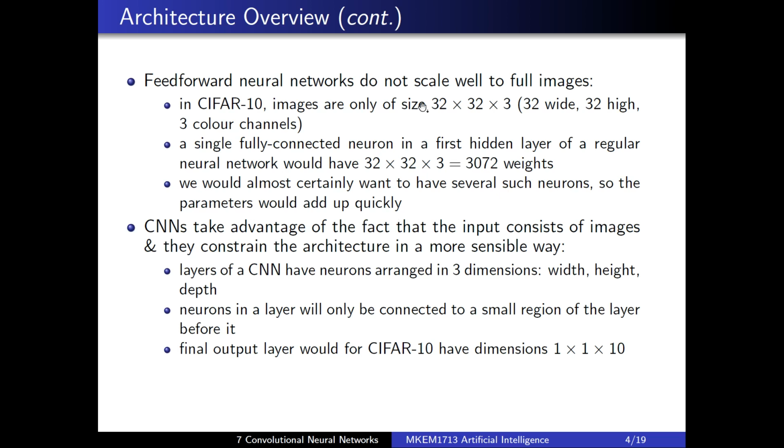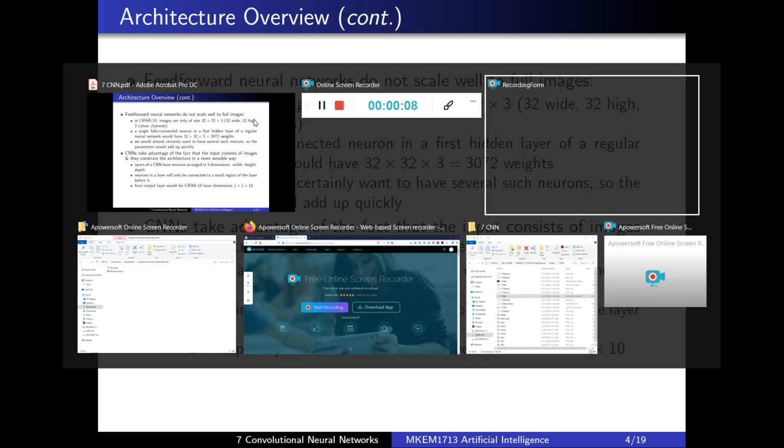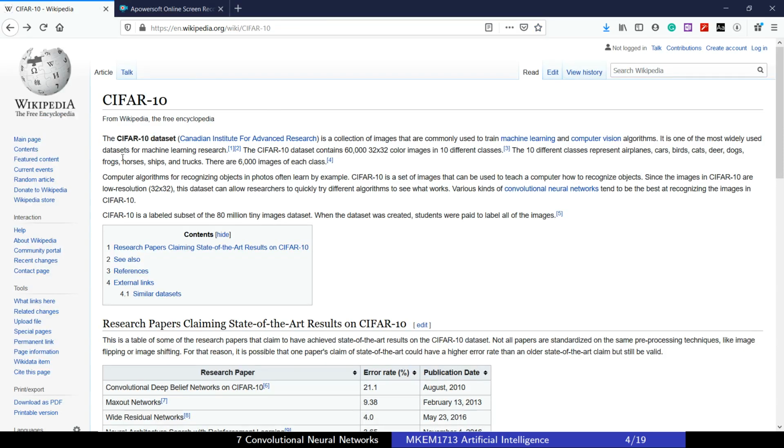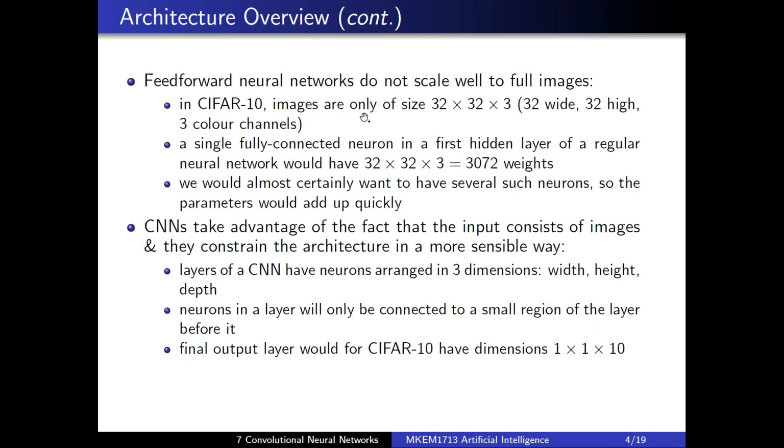Feed-forward neural networks do not scale well to full images. Why? In CIFAR-10, a database of images. Let's see what CIFAR-10 is. The CIFAR-10 dataset, from the Canadian Institute for Advanced Research, is a collection of images that are commonly used to train machine learning and computer vision algorithms. So you can read more about this. Images are only of size 32 times 32 times 3: 32 pixels wide, 32 pixels high, and 3 color channels.